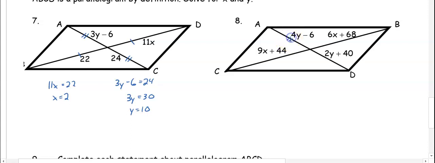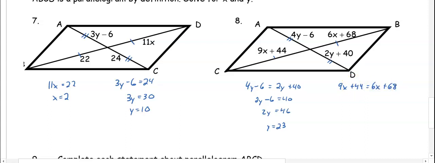In number 8, our diagonals bisect each other. So we have 4y minus 6 equals 2y plus 40. We get 2y minus 6 equals 40. 2y equals 46. So y is 23. And we have 9x plus 44 equals 6x plus 68. So we get 3x plus 44 equals 68. We can subtract 68 from both sides. 3x equals 24. When we divide by 3, x is 8.